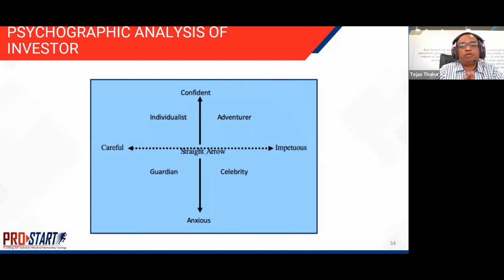If we classify the investors into different kinds of categories, this is the analysis here. An adventurer is a person who is willing to put it all on one major bet and go for it, because they have the confidence. As far as they are concerned, it is a carefully considered decision, and therefore they are considered confident and impetuous. A celebrity, an investor in the celebrity quadrant, is an investor who likes to be in the place where the action is. They are afraid of being left out.